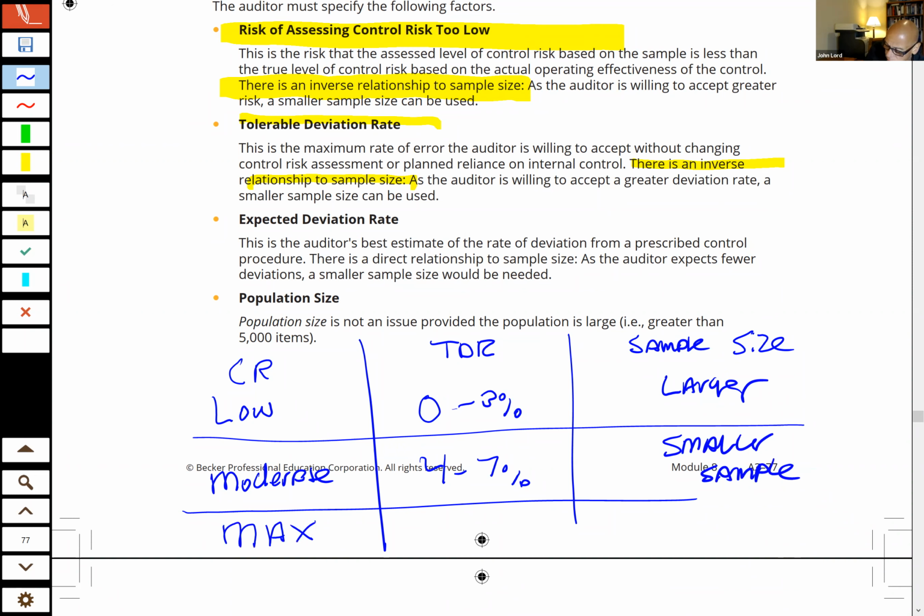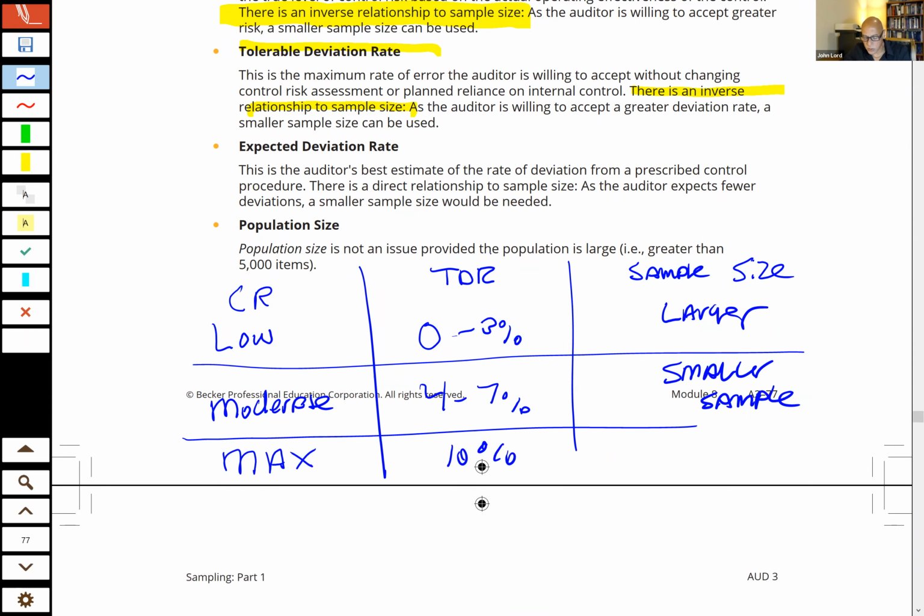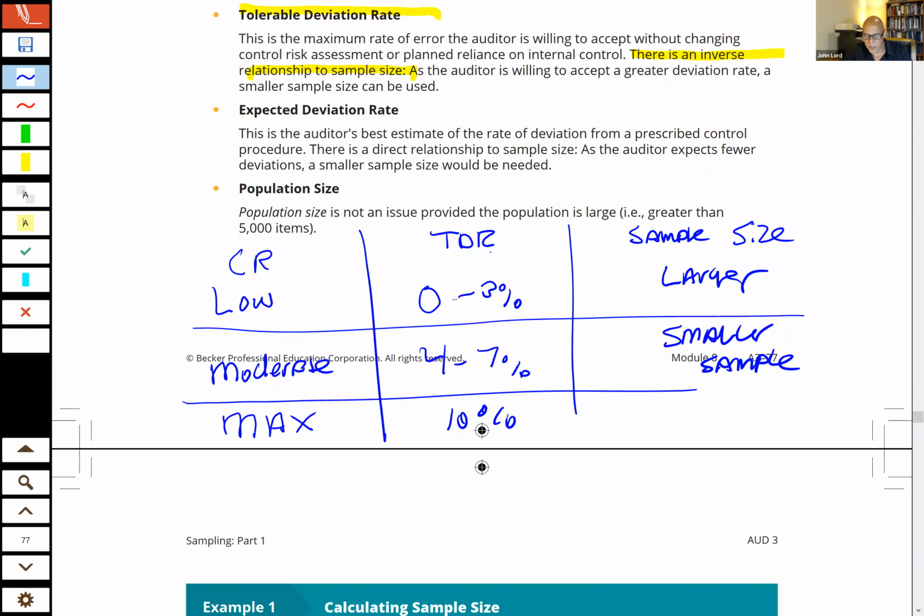So I'm saying, hey, my tolerable deviation rate, I don't care. It can be 10% on this. I don't care if they apply that control. That's not a very effective control. I've assessed control risk at the maximum. I don't like the design or I don't like the implementation.